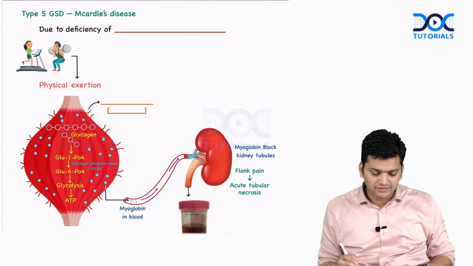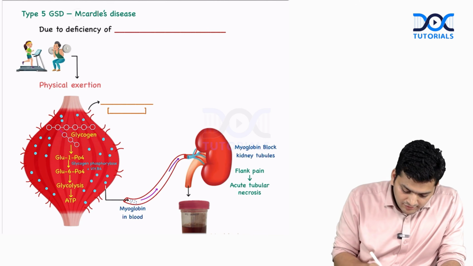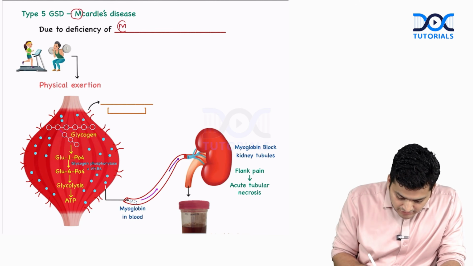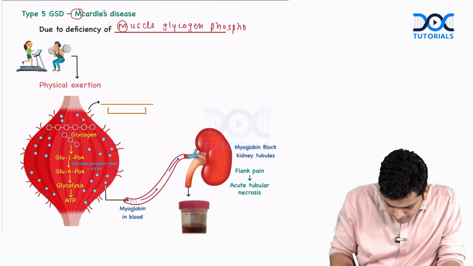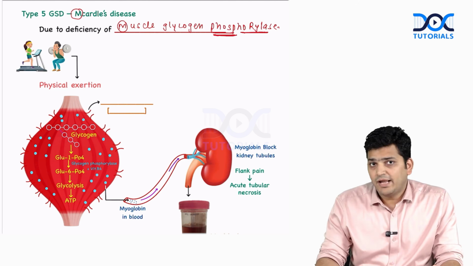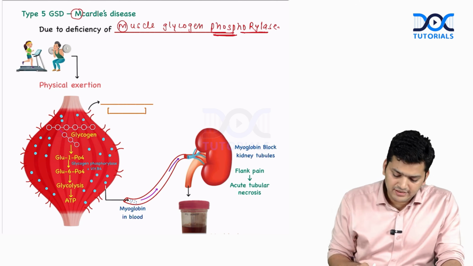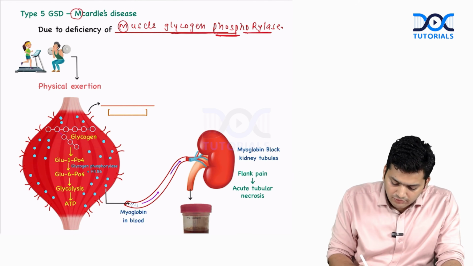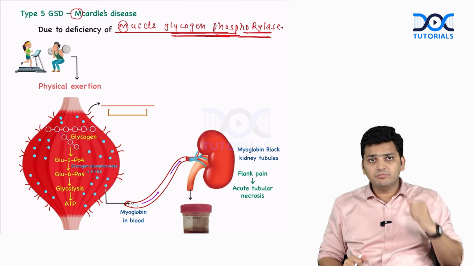Now coming to McArdle disease. McArdle disease is due to deficiency of muscle glycogen phosphorylase: M for McArdle, M for muscle. Glycogen phosphorylase is an enzyme of which process, glycogen synthesis or breakdown? It is the enzyme of glycogen breakdown. When you are in the fasting state, or when your muscle wants energy, the glycogen breakdown happens.